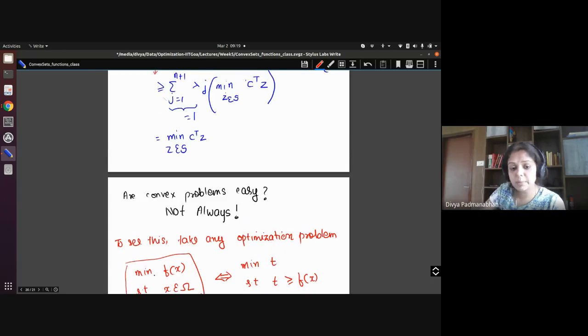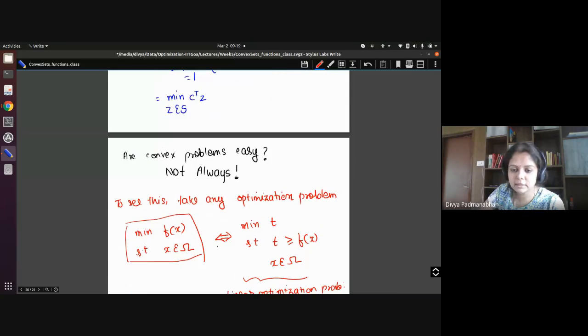So this could be an NP-hard problem itself. Okay, so now you can write this alternatively in this way. You can formulate it this way: you want to find the smallest value t which is greater than or equal to f(x). So this is an equivalent representation, right? You take x in omega, and the smallest value t which is greater than or equal to f(x). So now the variables here are t and x. Both of these are variables.